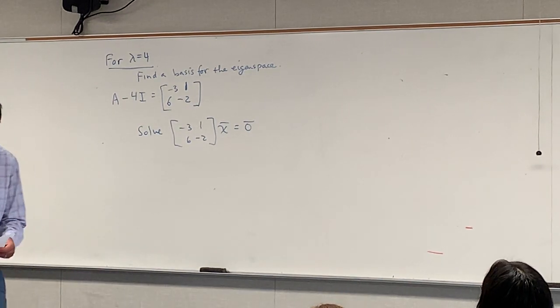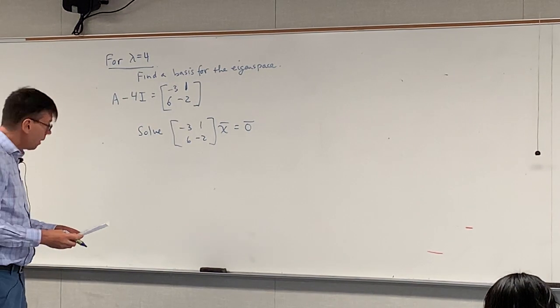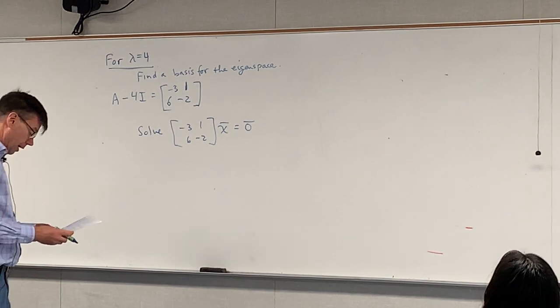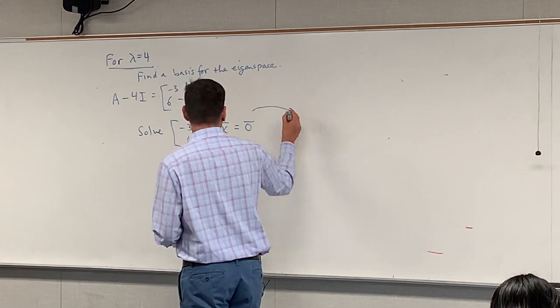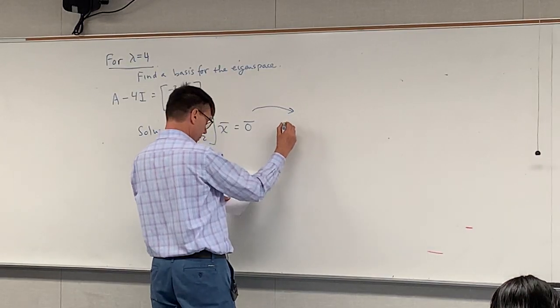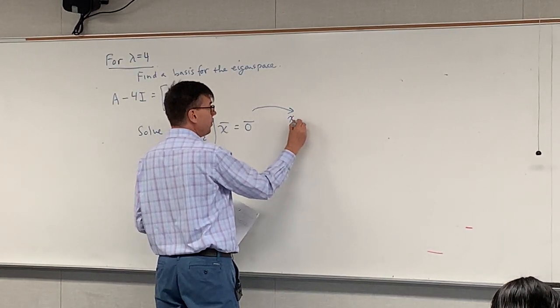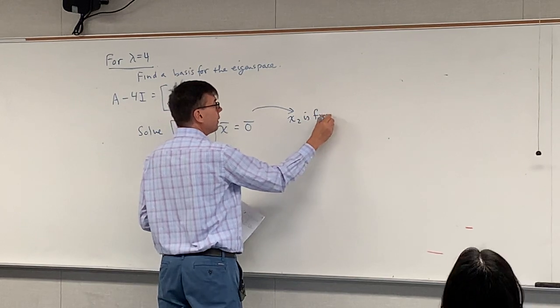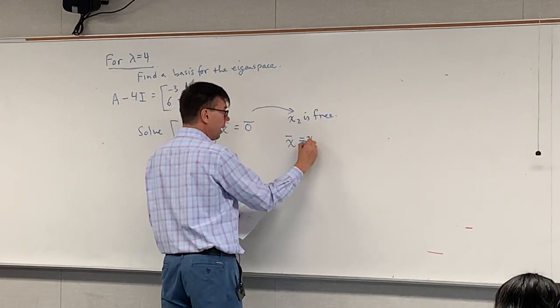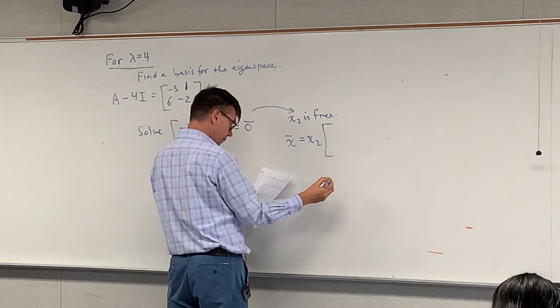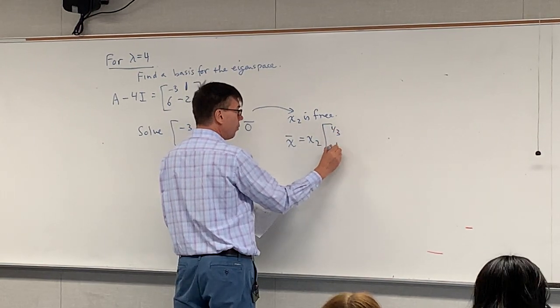We're looking for eigenvectors, right? And you're going to get, I'm just going to jump to the conclusion, x2 is free, and x is going to have the form x2 times 1/3, 1.